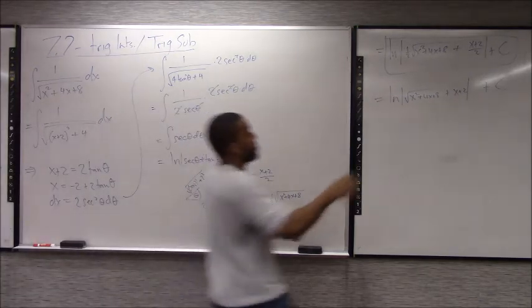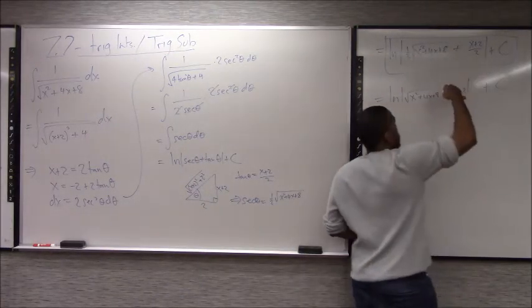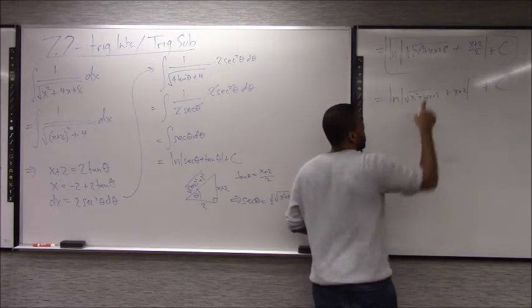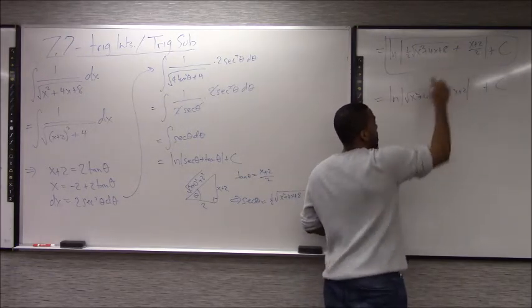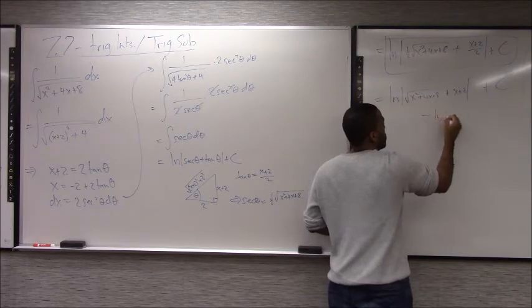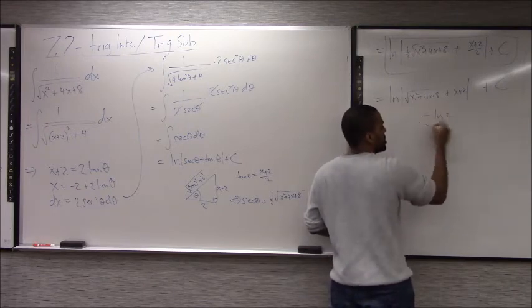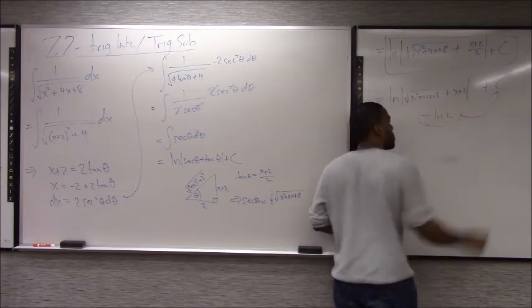This is me just thinking of all of these guys over 2, and I know a log of division is just going to be log of the top minus log of the bottom, which would be ln 2, but that's just a constant, so that will be put in the plus c.